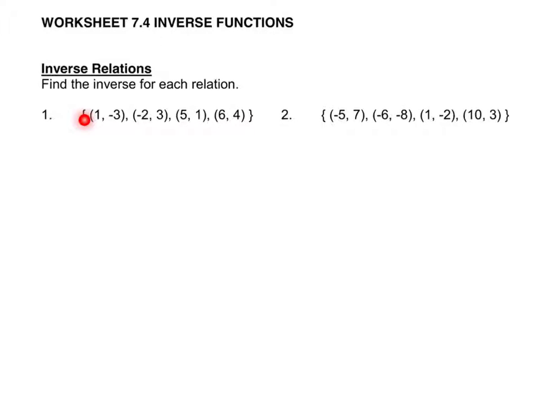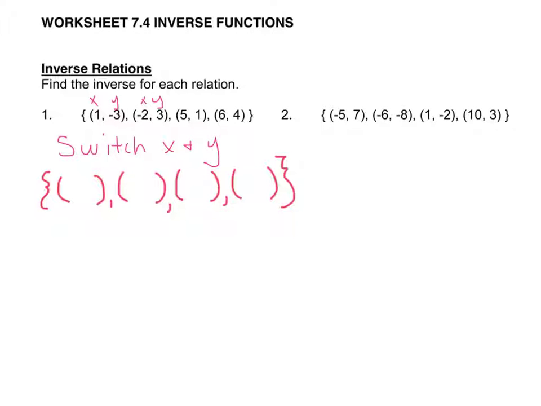These fancy braces just mean a set of ordered pairs, and you have an x, y in each one, right? To find the inverse, it's simply to switch the x and y coordinates. Don't change the signs, just switch the x and y. For example, the first ordered pair, (1, -3), will become (-3, 1). You're going to do that with each one of the ordered pairs, and that's it. That'll be the inverse.